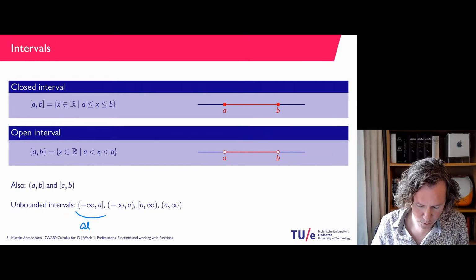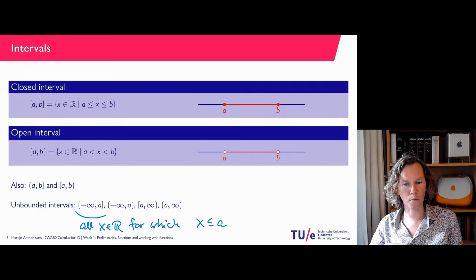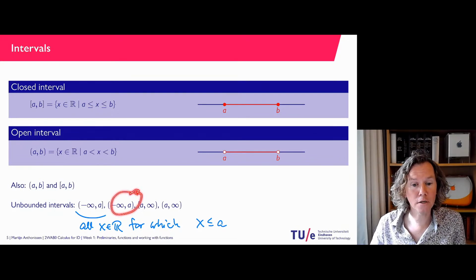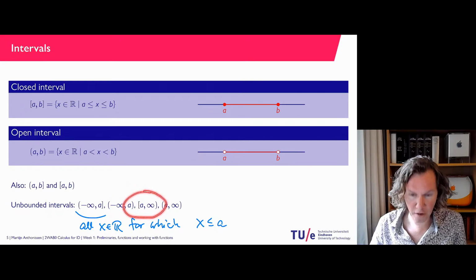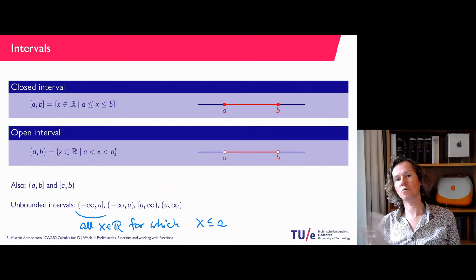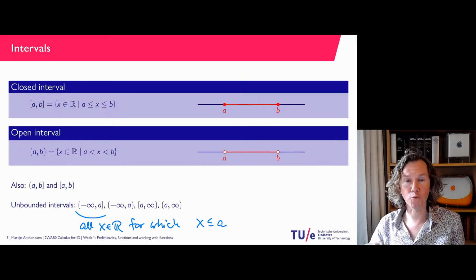So the interval that we have here is all x in R for which x is less or equal a. A is included because there is a square bracket there. And you see the other versions too. So this one says that a is not in there. This here is every number bigger equal a. And this here is every number bigger than a. So don't use the notation with the arrows. Mathematicians get nervous when you do that.